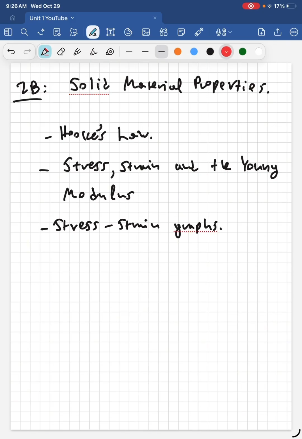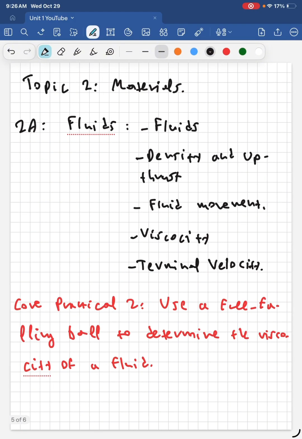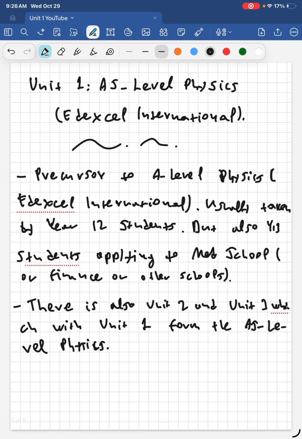All right, and there is a core practical tied to topic 2b, which is core practical 3, which is related to the Young modulus. So determine the Young modulus of a material. Okay, and this is it. I mean, these are the topics we will be discussing in this Unit 1. I'm very excited about this because I have been saying I'm going to prepare these lessons and I haven't done so in so long. So yes, let's get started.